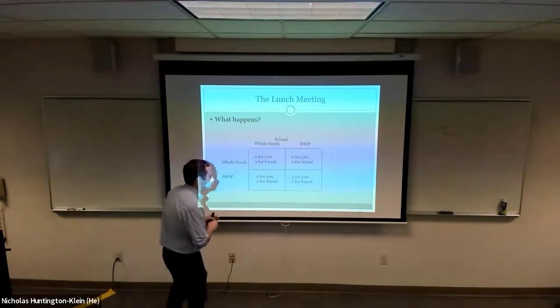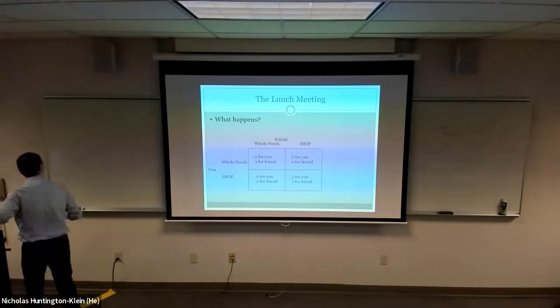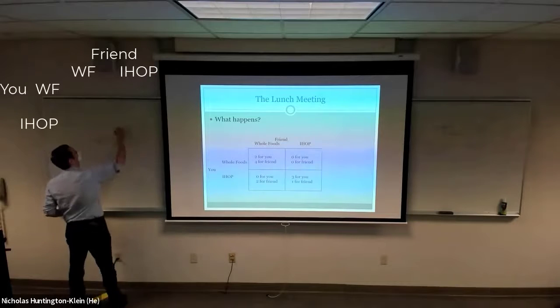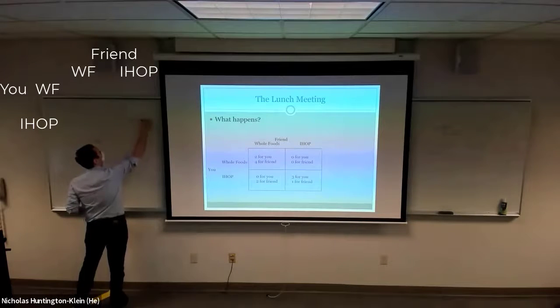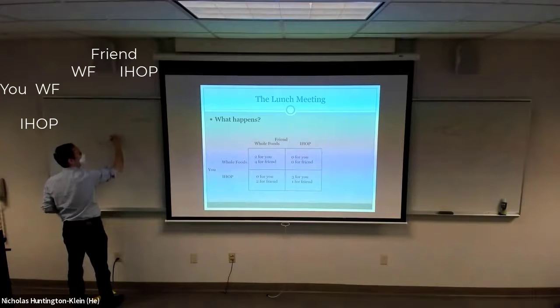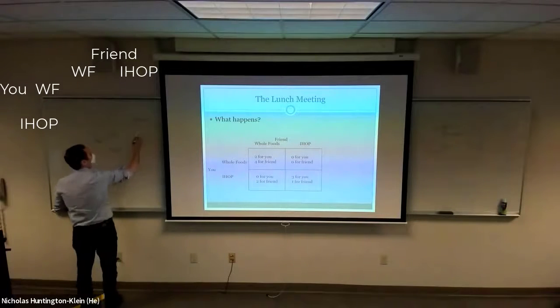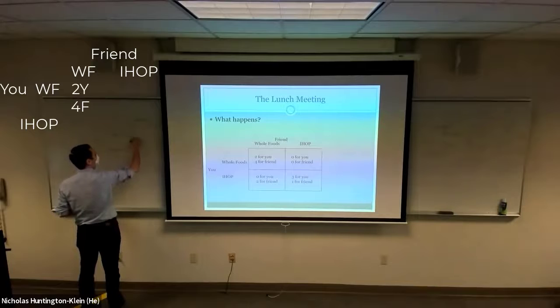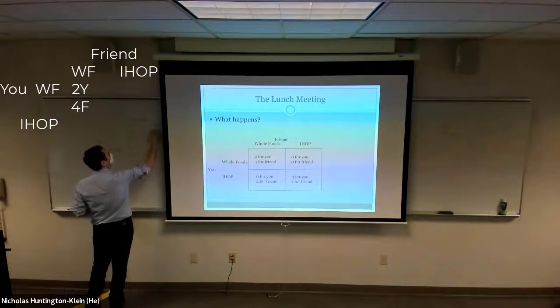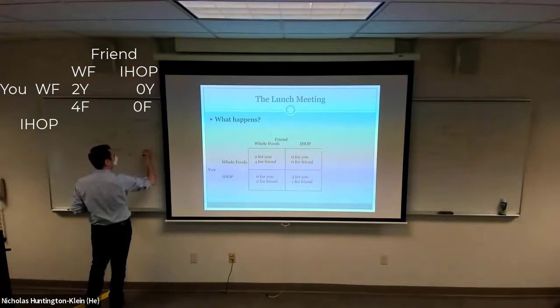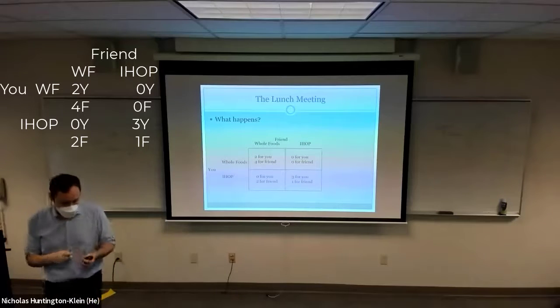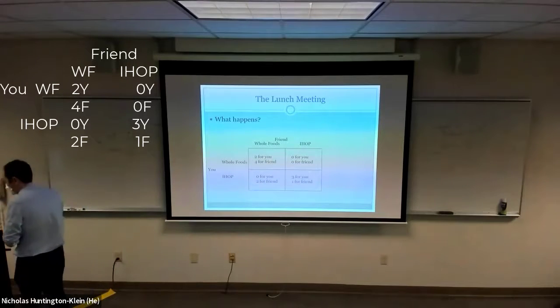Let's draw this out and figure out our Nash equilibrium. Got you, got friend, got Whole Foods, and we've got IHOP. Whole Foods, IHOP. Got 2 for you, got 4 for the friend, 0 for you, 2 for the friend, 0 for you, 0 for the friend, 3 for you, and 1 for the friend. All right, let's figure out our Nash equilibrium by figuring out the best responses.